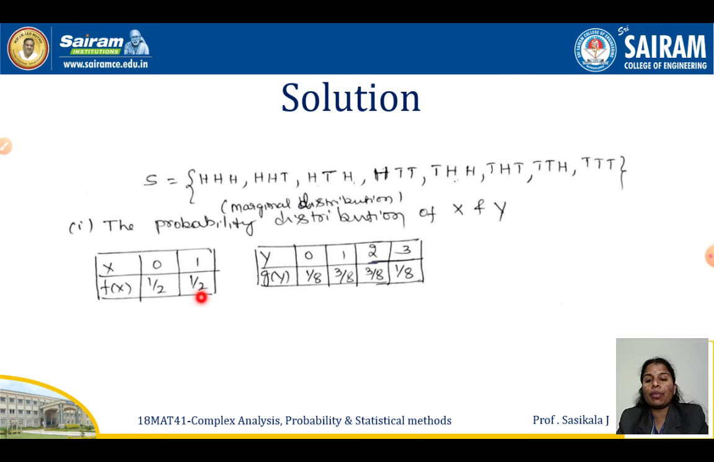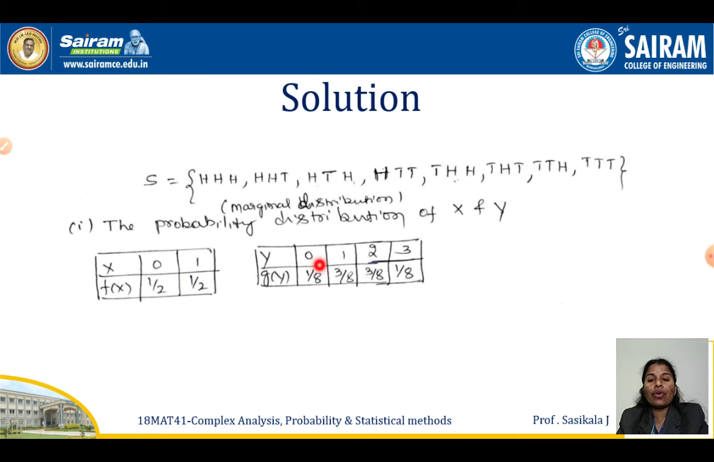4 by 8, it will be 1 by 2. That's what we have done, your 0 and 1 for your f of x. Now, go to your y, the marginal distribution of y. What is that? The total number of heads. So chances are 0 heads, 1, 2 and 3 heads. So, a maximum of 3 heads is possible.